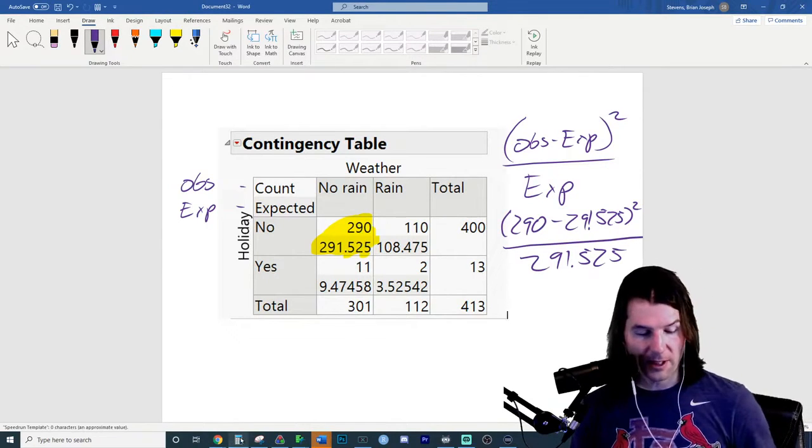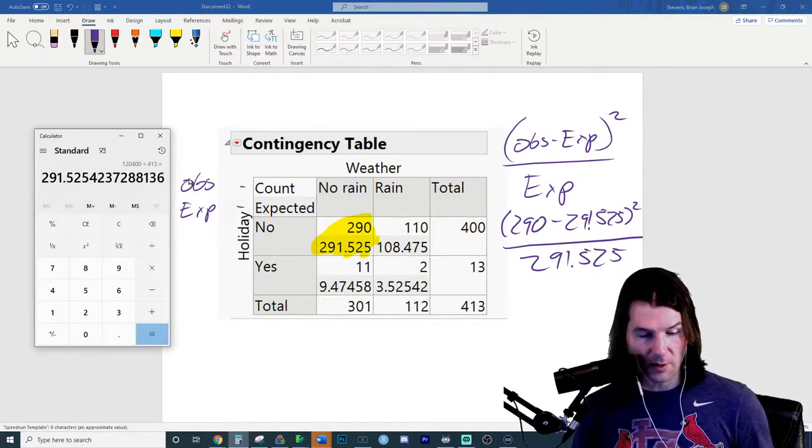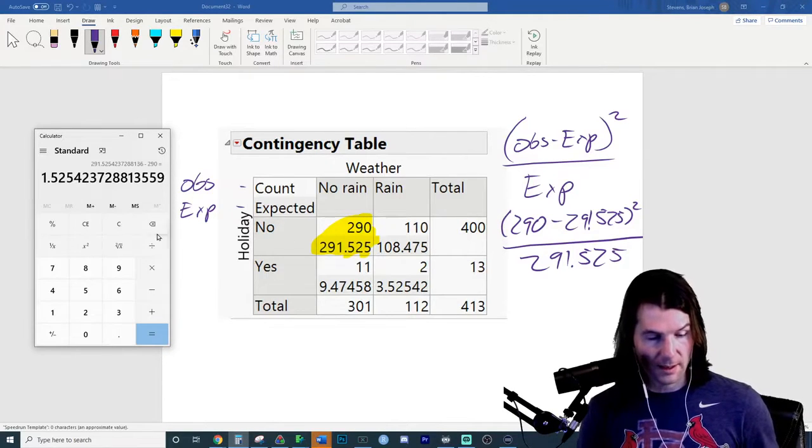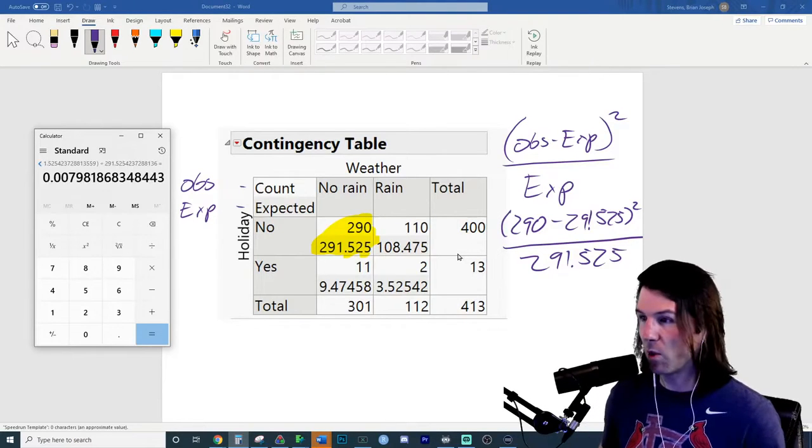Caitlin, great job right there. It's going to be very small because we're dividing by some big numbers. Great job. So let's go minus 290 squared. I already had it in there, and divide by. Great job, Caitlin. Perfect answer.